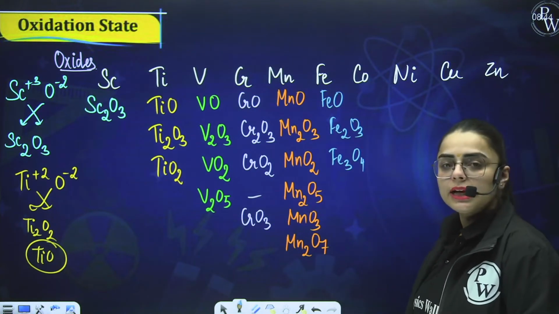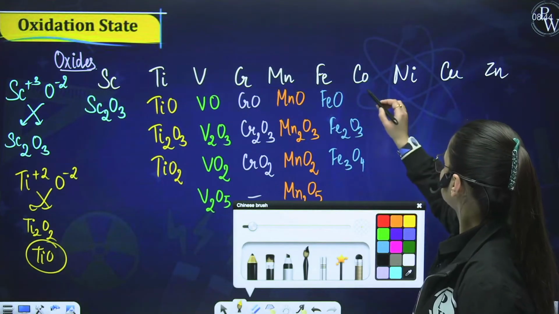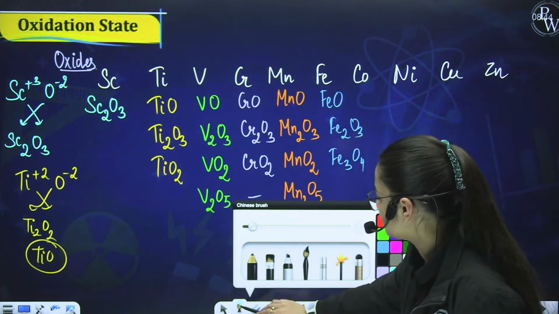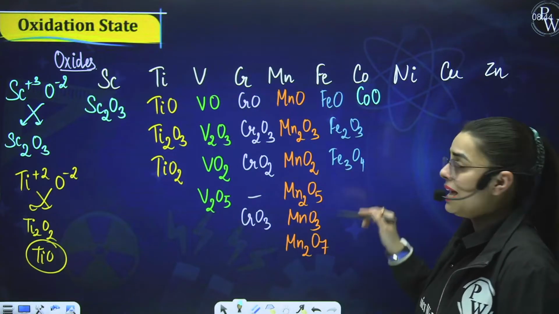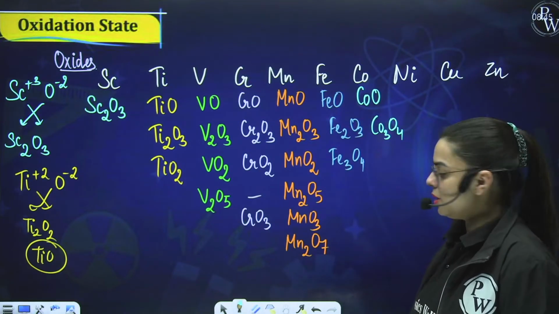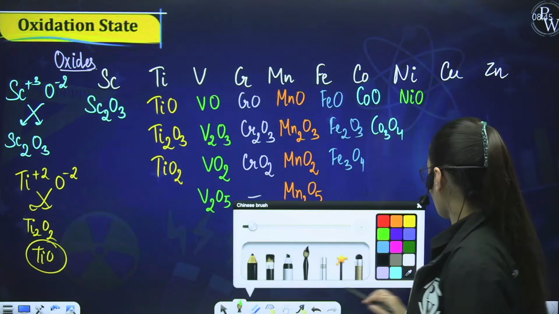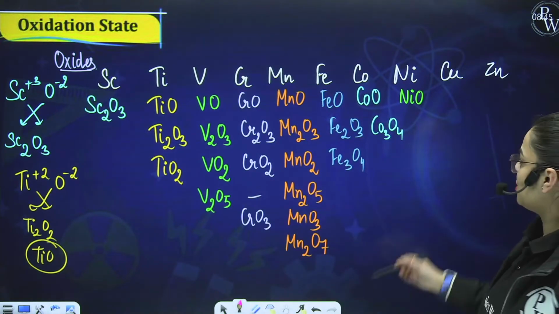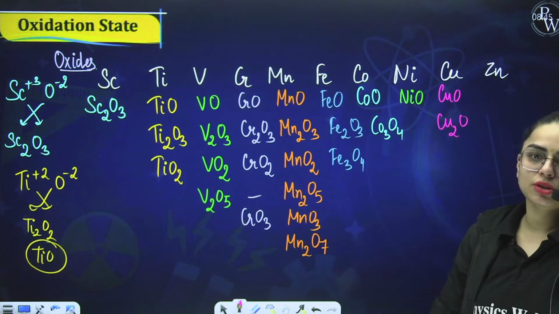If I talk about cobalt, again two kinds of oxide compounds can be formed over here. First is CoO. Cobalt is represented by Co, then O. Another one is Co3O4. If I now talk about nickel, only one kind can be seen, that is NiO. Now, if I talk about copper, again we have two kinds of compounds, that is CuO, another one is Cu2O. These are the two compounds that are seen.